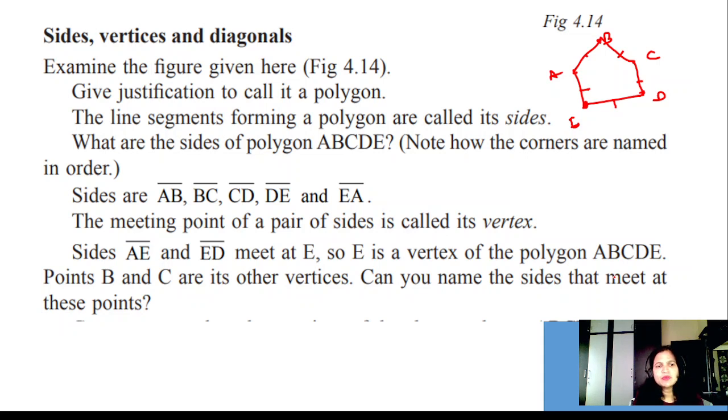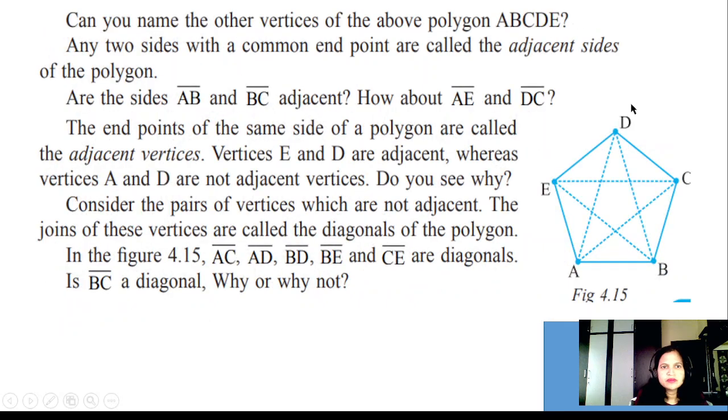Can you name the sides that meet at these points? At the point B, which are the sides meeting at this point? AB and BC are the sides meeting at this vertex. At the vertex C, BC and CD are meeting. At the vertex D, CD and DE sides are meeting. Can you name other vertices of the above polygon ABCDE? What are the other vertices?